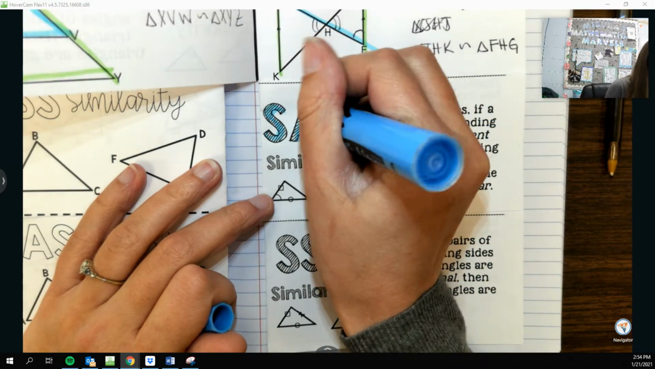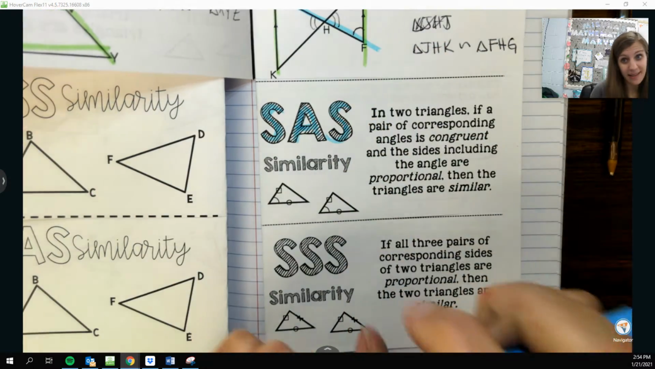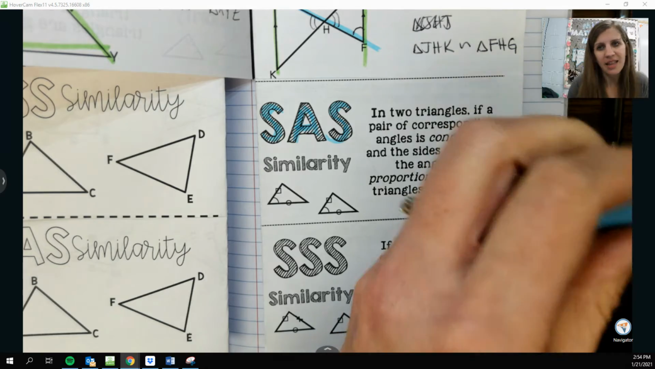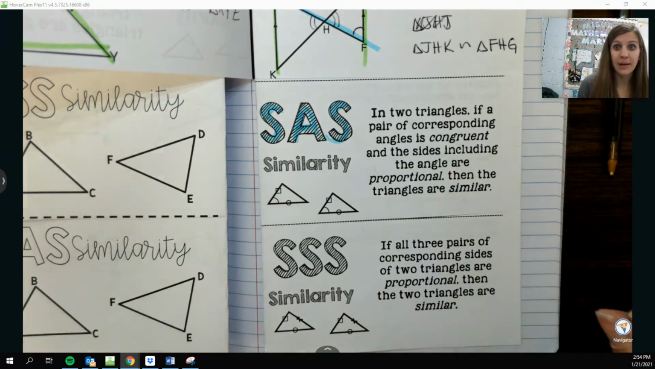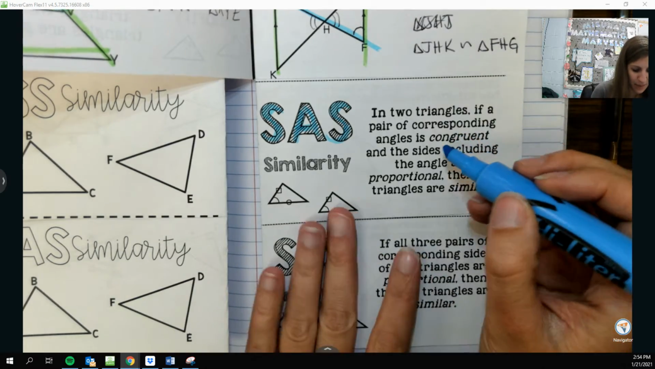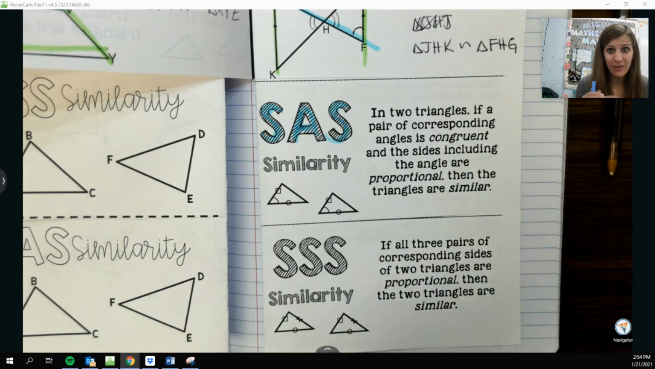Now, the only sneaky thing about this one, and I like using it less than angle, angle, is that angle, angle is super easy. I only need 2 things, and then I know that the triangles are similar. Easy. Side angle side, I need to have 3 things. And not only that, but I have to keep everything straight.